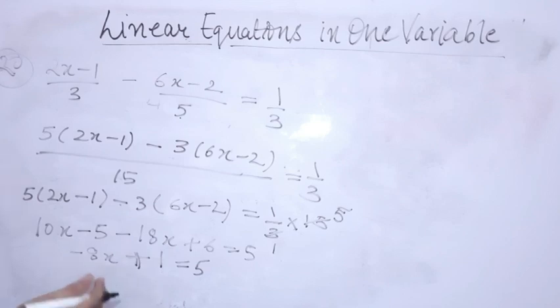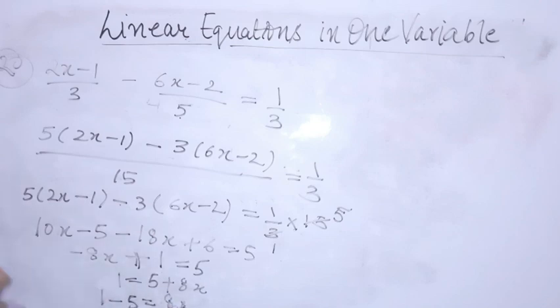So what you can do, instead of sending this plus 1 to the right hand side, send this minus 8x to the right hand side, so that it will become plus 8x. So 1 is equal to 5 plus 8x. Now this 5 will come on the left hand side. It will be 1 minus 5 is equal to 8x. Okay, 1 minus 5 is equal to 8x.